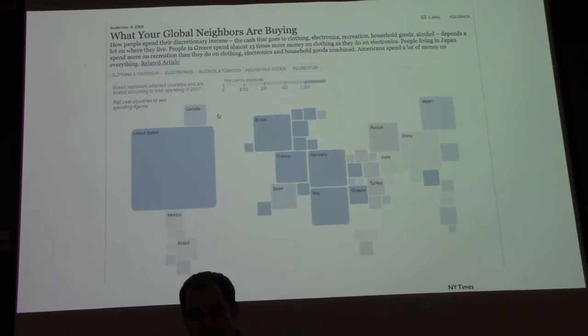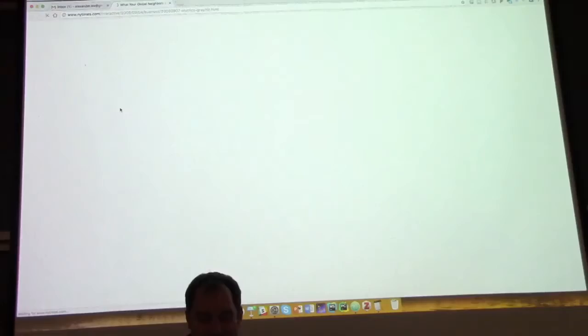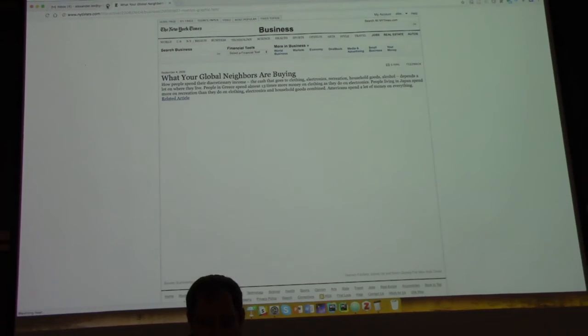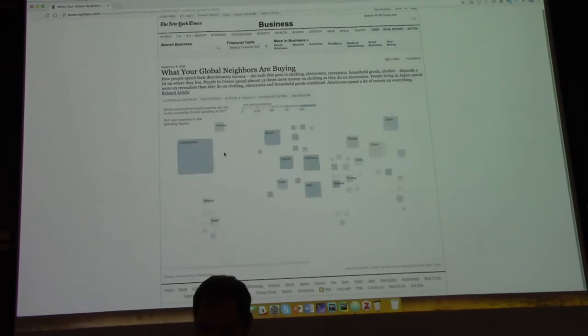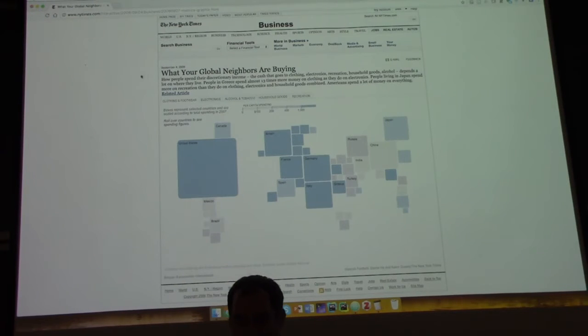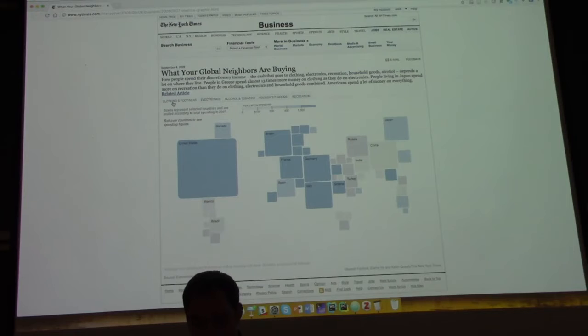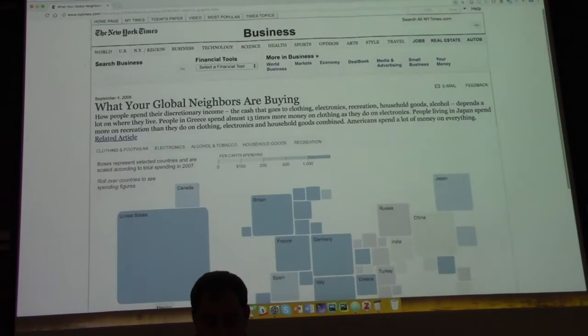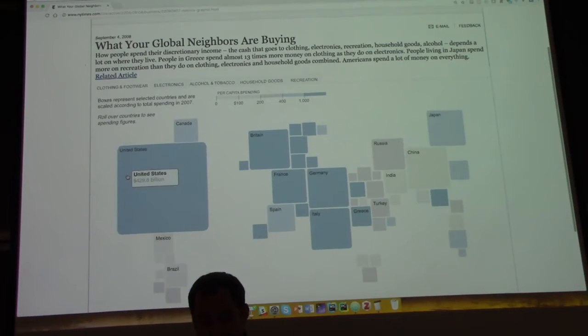And here's an example of a New York Times article that lets you do these things for different aspects. So here we have what your global neighbors are buying, how much we are spending for different articles. Let me zoom in a bit. We have clothing and footwear now, and you can see that the Americans spend a lot of money on clothing and footwear, but Indians, for example, don't spend a lot of money on that.